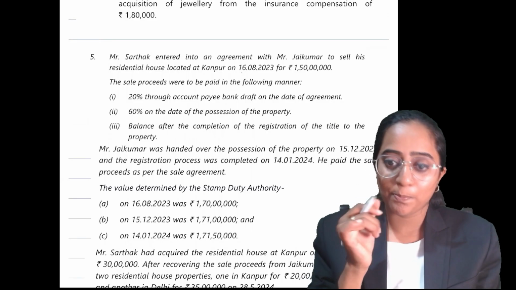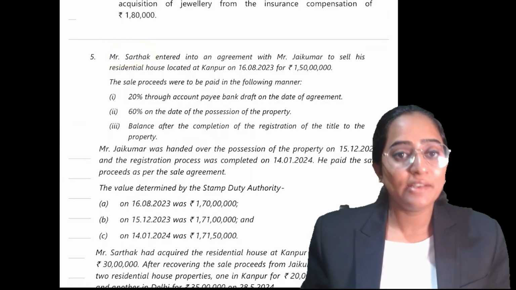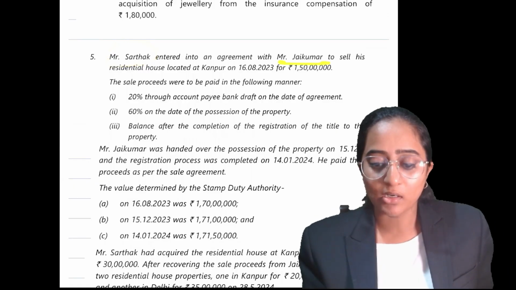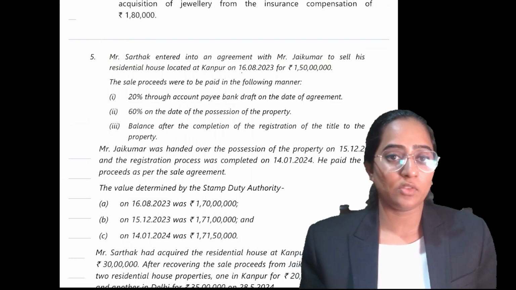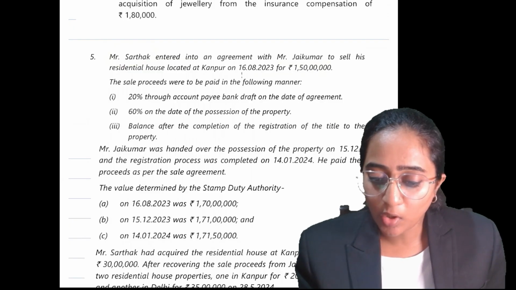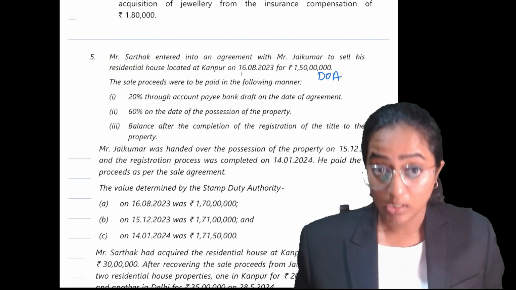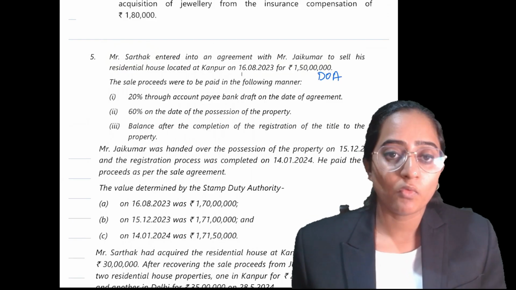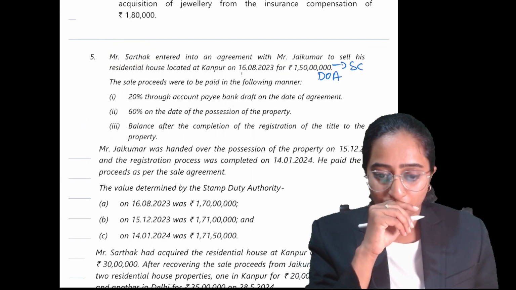Now let's pay close attention. Mr. Sarthak entered into an agreement with this Jaikumar to sell a residential house on 16/8/2023. This is going to be your date of agreement, my dear people. Date of agreement is 16/8/23. 1 crore 50 lakh is the sale consideration which they have determined.